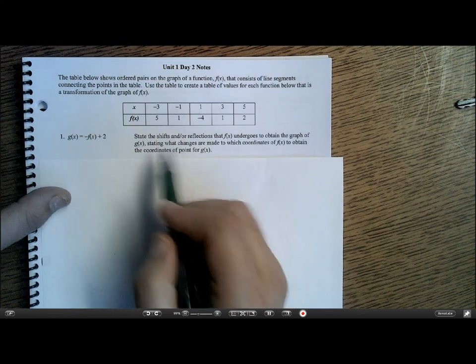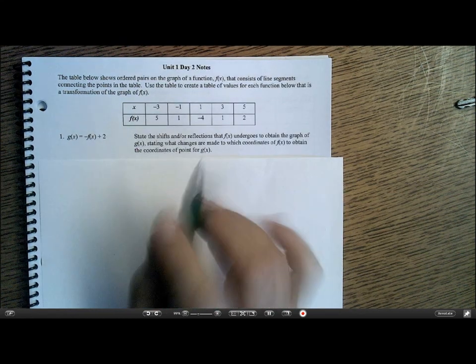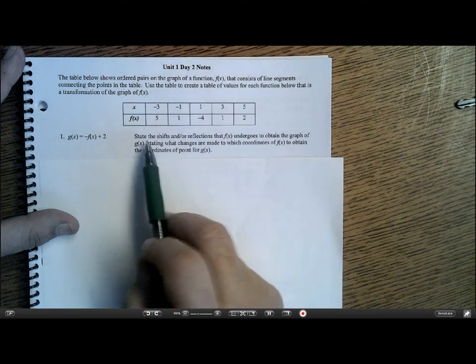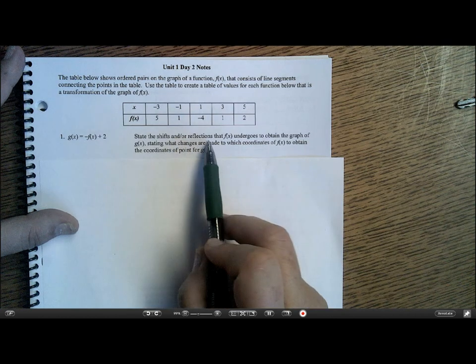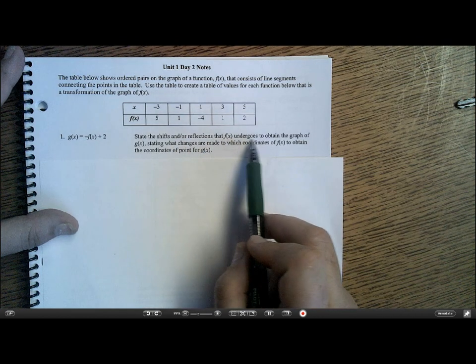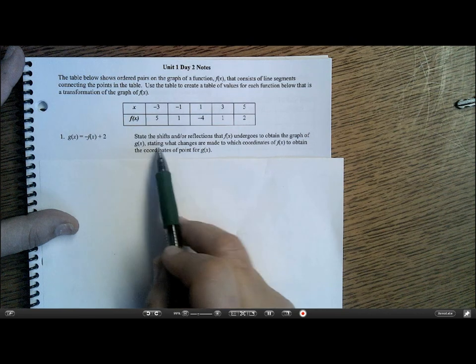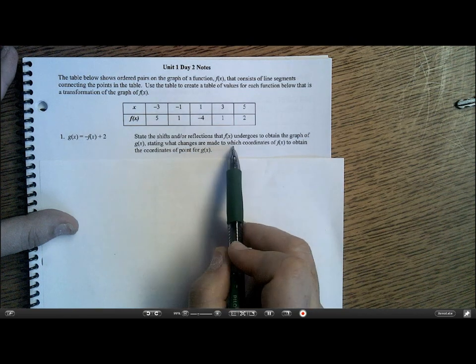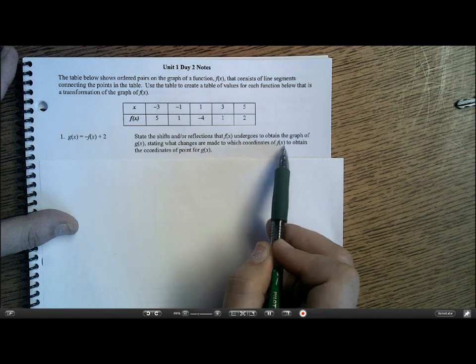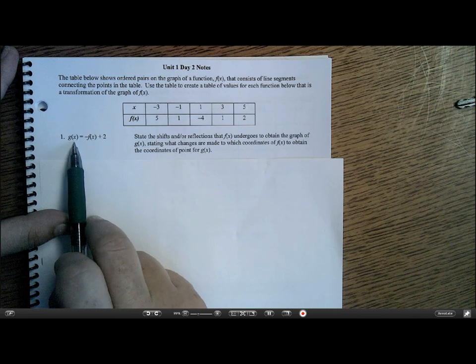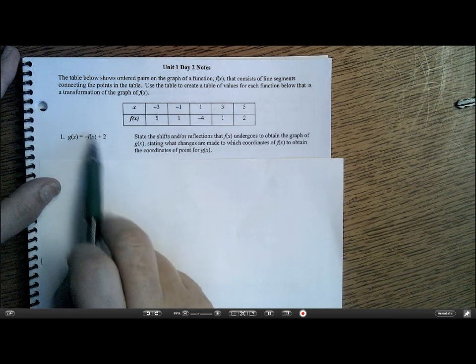So what we're going to do, remember, we're going to circle our verbs and underline important information. So let's read it once. State the shifts and or reflections that f of x undergoes to obtain the graph of g of x, stating what changes are made to which coordinates of f of x to obtain the coordinates of the points for g of x. All right, so basically we need to create a new table of values for g of x.